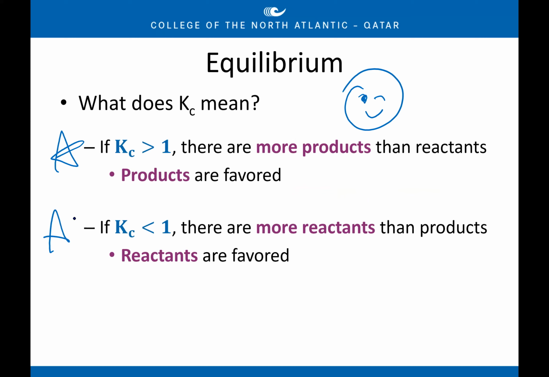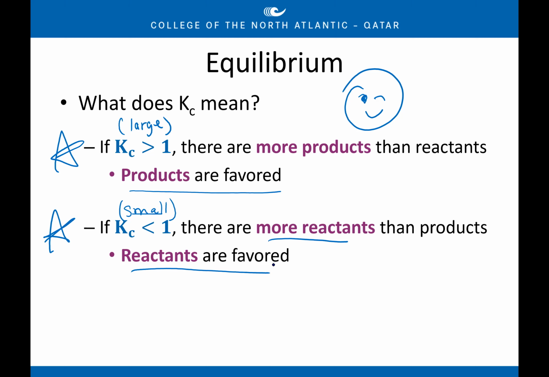Very important, extremely important. What does the value of K mean? If the value of K is large, so if it's a really big number, meaning it's bigger than 1, could be 2,000, could be 30,000, could be 10 million, there are more products than reactants. Products are favored. If K is small, so less than 1, now, I don't mean negative. You're never going to get a negative number here, but less than 1, so like decimal 0.0005, 1 times 10 to the negative 16, a very small number, there are more reactants than products, and reactants are favored.